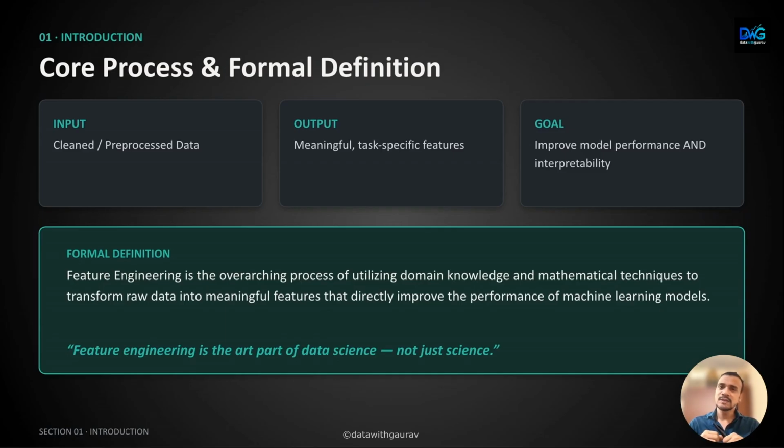Notice one important phrase in this definition: domain knowledge. That's because feature engineering is not just about applying formulas or writing code, it also requires understanding the problem you are trying to solve. The more you understand the business context, the business domain and the data, the better the features you can create. This is why feature engineering is often called the art of data science. While machine learning algorithms follow well defined mathematical rules, designing useful features requires creativity, intuition, and a deep understanding of both the data and the problem domain. It is this combination of science and human insight that makes feature engineering such a powerful skill.